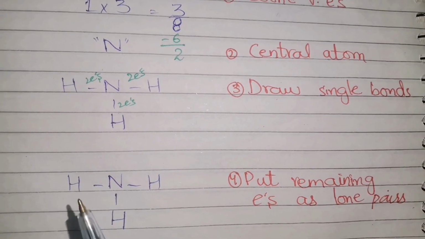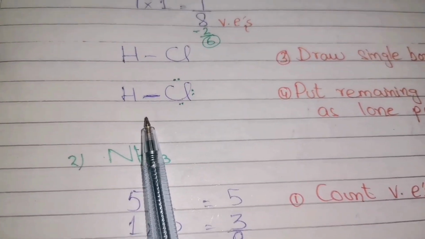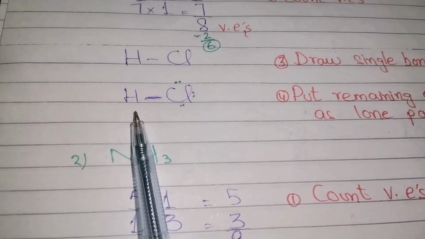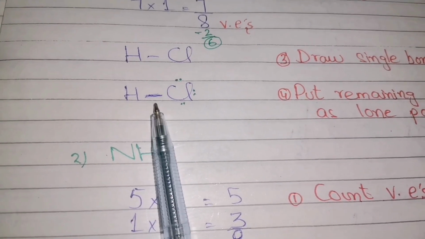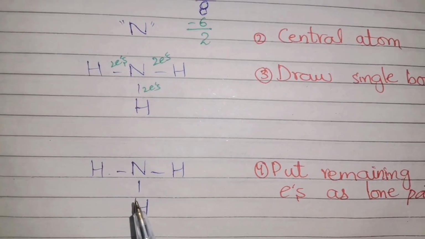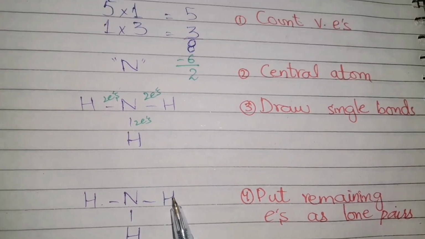We will not put these lone pairs on hydrogen. Why? Because I already told over here that hydrogen only needs 2 electrons to complete its valence shell. It is already having these 2 electrons. Similar goes for this case. This hydrogen is having 2 electrons. This is also having 2 electrons. This hydrogen is also having 2 electrons.